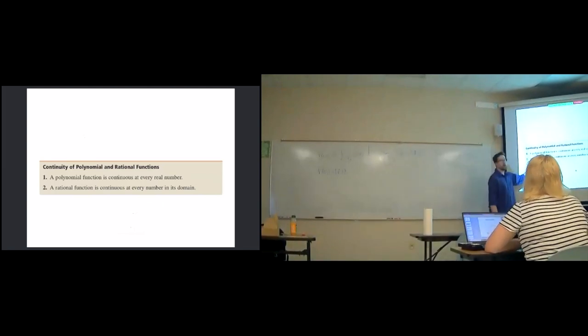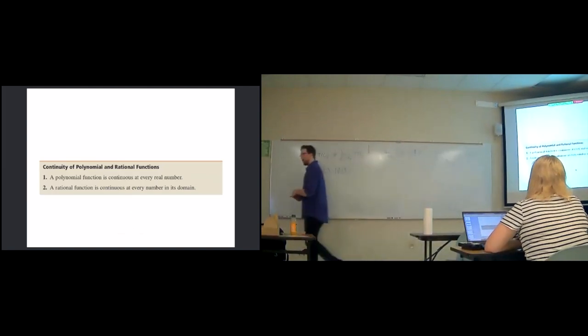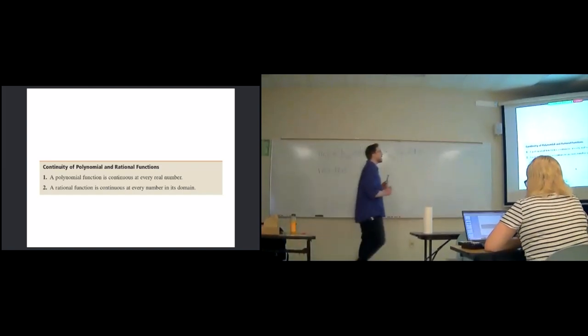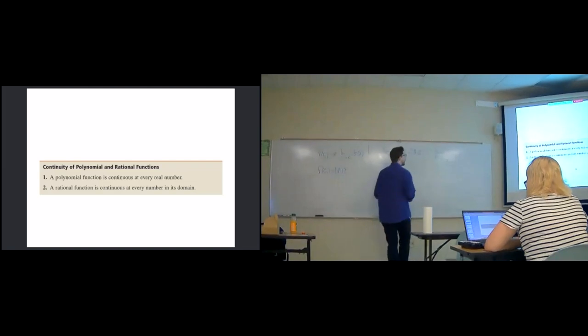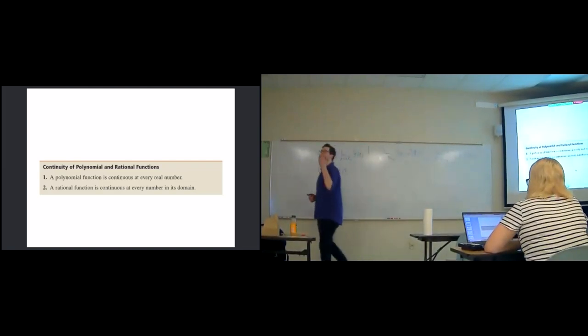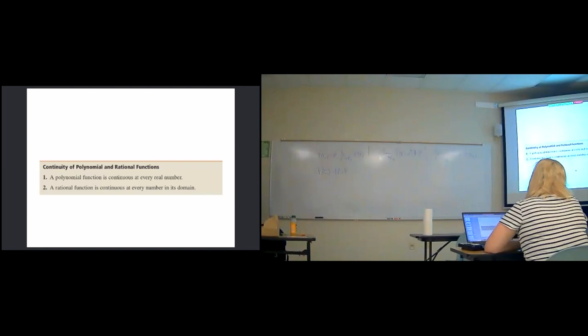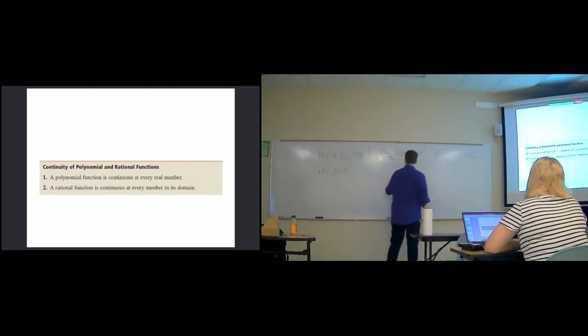Every polynomial is going to be continuous. Every one. That's convenient. See a polynomial, it's continuous everywhere. A rational function, however, will only be continuous in its domain. So, obvious question, what's a rational function? A rational function is any fraction with a polynomial in its denominator. So a rational function is anything that looks like this.